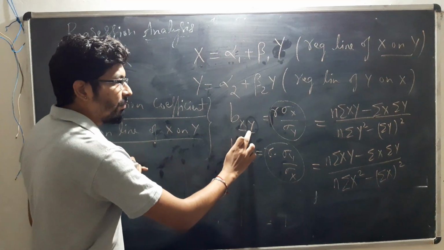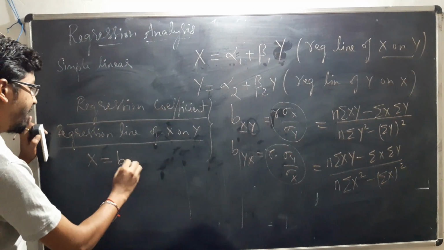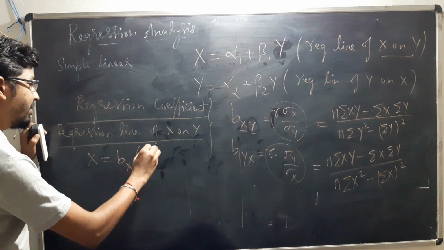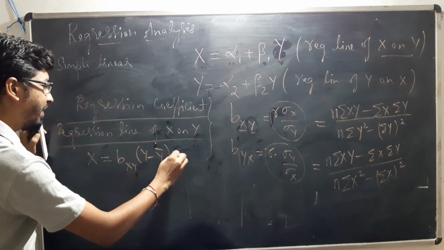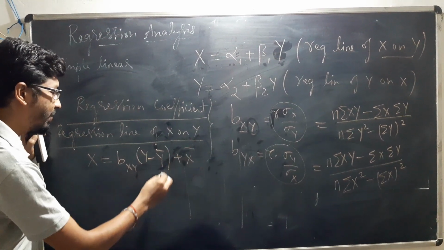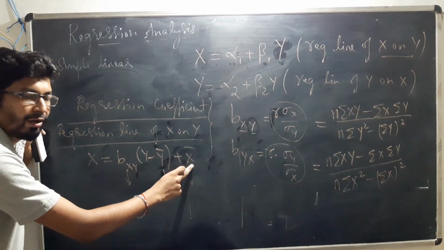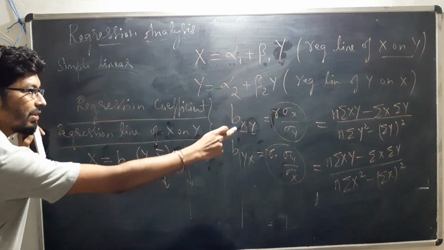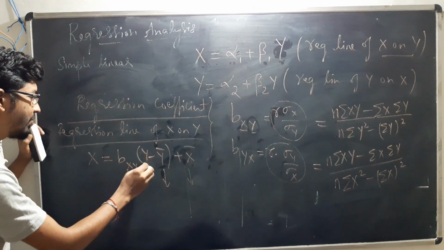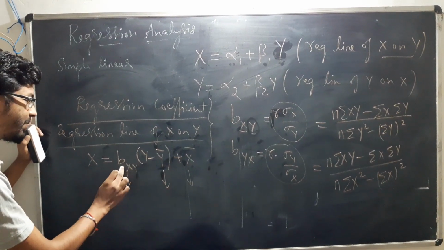For the line of x on y, we need the coefficient of x on y, so bxy, into the second variable, y minus y bar, plus x bar. So from the data you will compute these three. You can compute the mean of x, mean of y, and the regression coefficient bxy. These are the variables here. So substitute the values here.